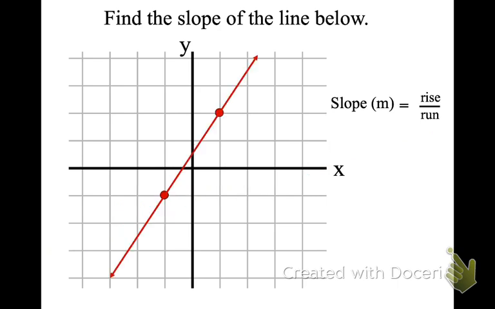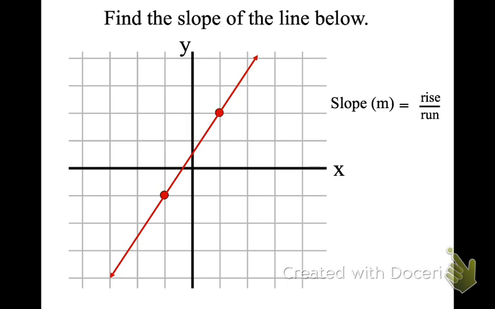But I want you to do the next one. I want you to do it on your paper. Go. I'm pausing the recording. Check your slope with your neighbor. If you have different slopes, I want you to talk about it and tell me where things went wrong.